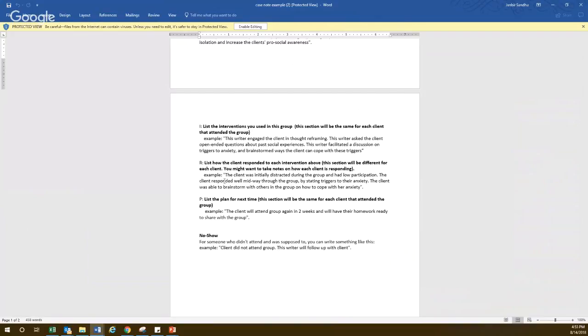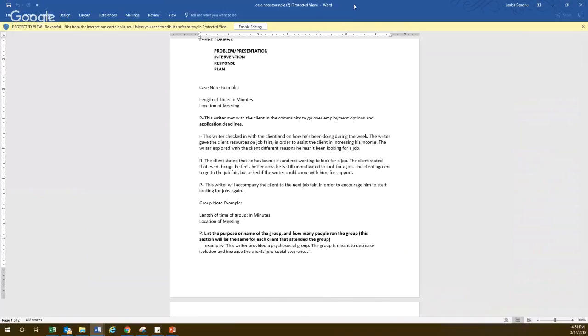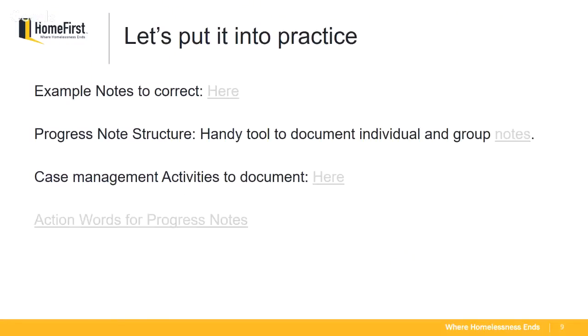And that way, you can't really follow the PERP format if someone wasn't there, but we've got to write something instead. And so you would use that did not attend, client writer will follow up as needed. So this is the handy dandy case note example worksheet for you to have put in your training binder for you to use when you're documenting your case notes.